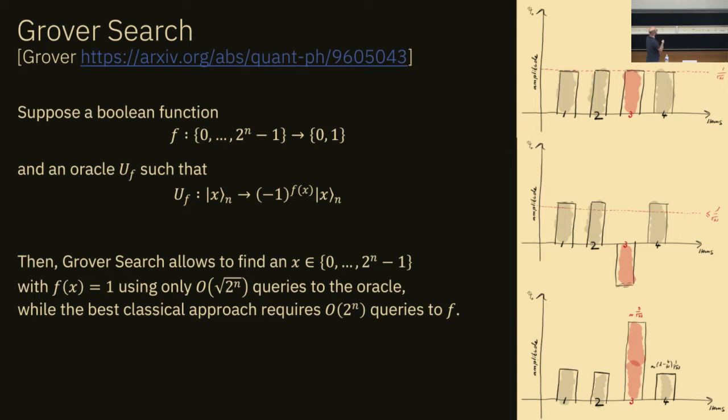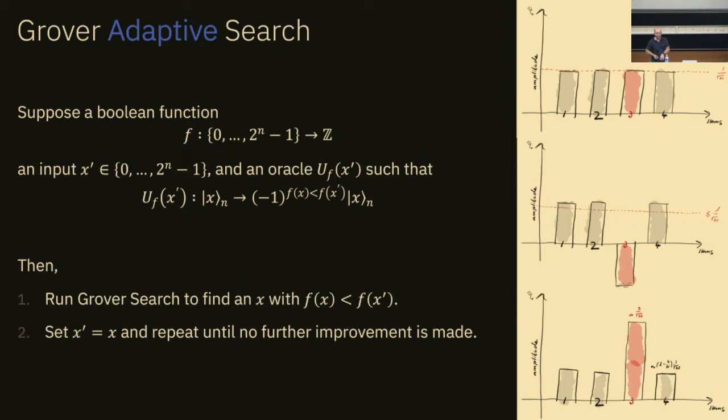And you've probably seen this. You start in equal superposition. You mark the item of interest by your oracle. You do a reflection around the mean, which helps you to amplify the probability you're interested in, and then you repeat that. This is Grover search. Now, one way to use that for optimization is Grover adaptive search.